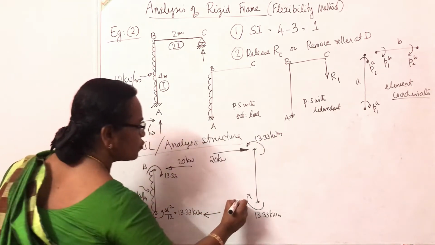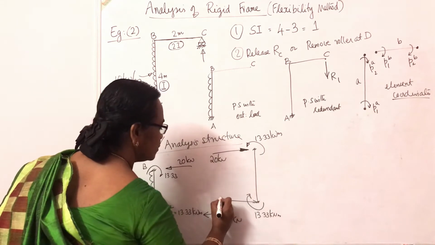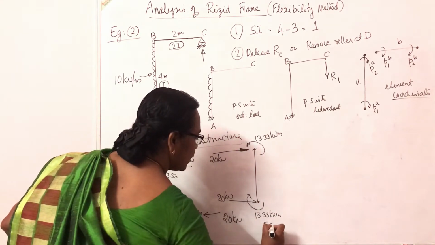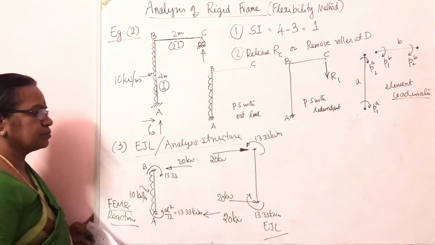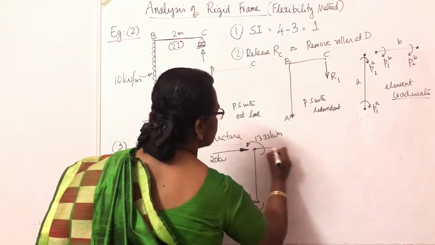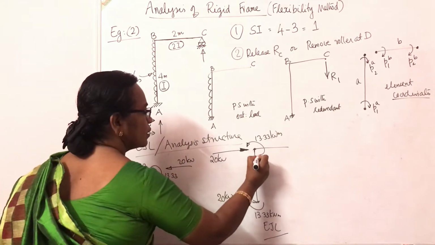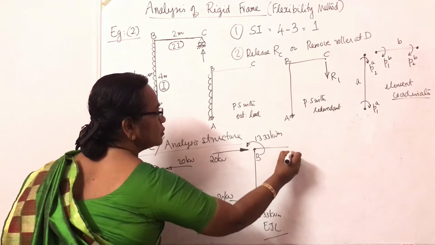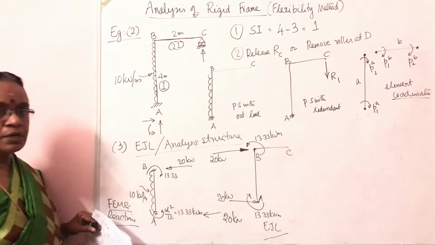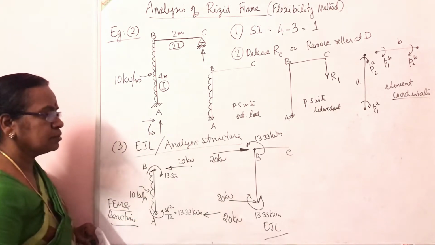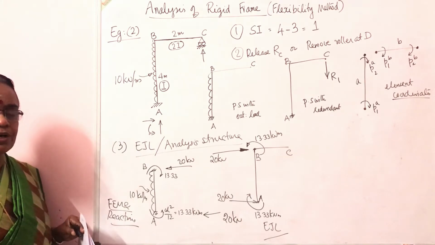This 20 has to be marked opposite to that 20. So this is the equivalent joint load. This element goes like this: joint B, joint A, this end C. So the fixed end moment and reactions are just reversed to obtain the equivalent joint load.